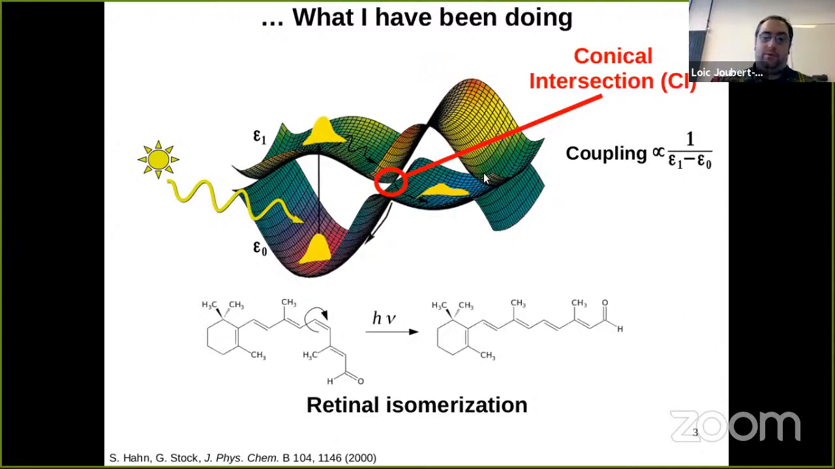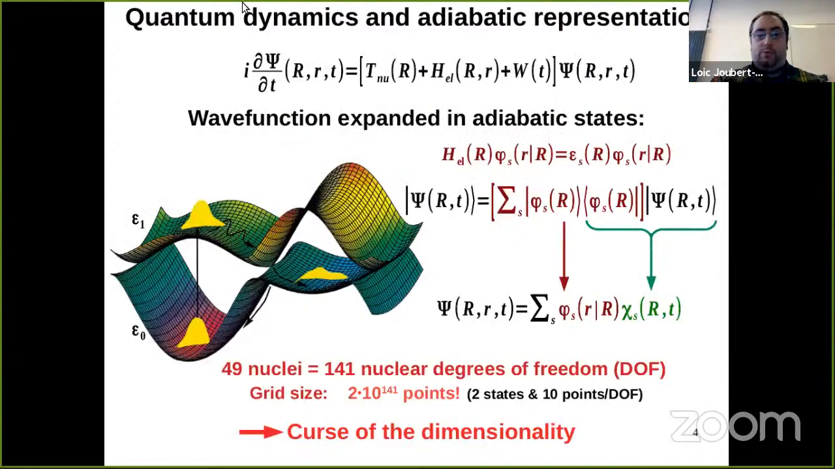So here, a key feature is that there is this object that I call the conical intersection, and maybe most of you are already familiar with that, and it will be a central object in a part of my presentation. So how to run the simulation of such a molecular system? Well, we would like to solve the time-dependent Schrödinger equation, so with the nuclear kinetic energy, electronic Hamiltonian, and here maybe a time-dependent term that would account for the light pulse.